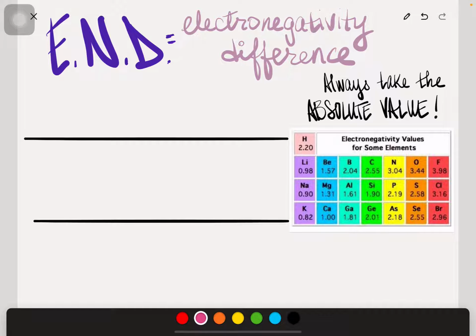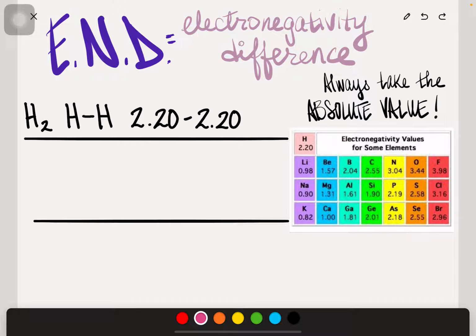So difference, when we're talking about math, is when you subtract two things, right? The answer to a subtraction problem. So we're going to be subtracting the electronegativities of the two atoms bonded together. So let's try some. We'll start with H2. That's two hydrogens bonded together, and the electronegativity is 2.2. I'm going to subtract 2.2, because that is the other atom in the bond, and that's going to give me 0.